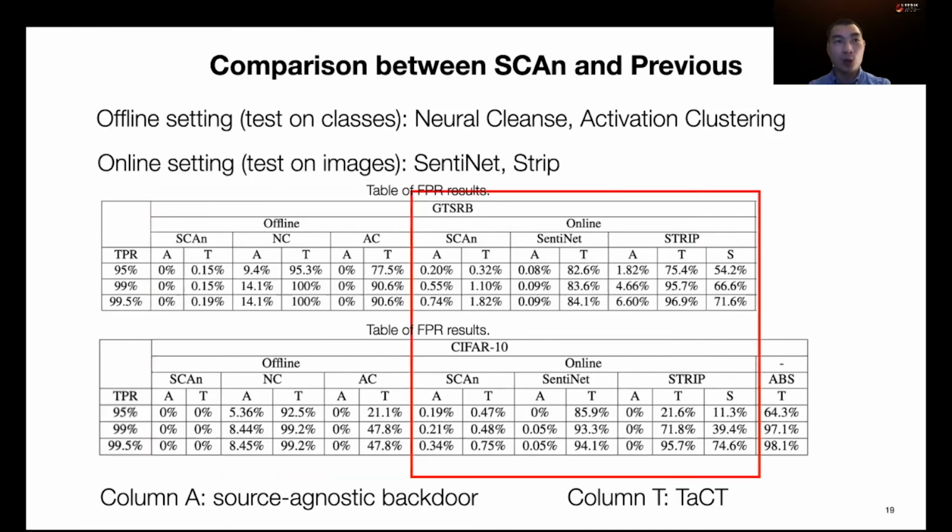Similar to the above, we also compare our SCAN with Sentinel and Strip. These two defenses test on images. We first modify our SCAN to adapt to testing on images rather than classes, by iteratively updating the mixture model of each class according to every common image. The result demonstrates that our SCAN is more powerful at detecting backdoor infected neural networks than the others.